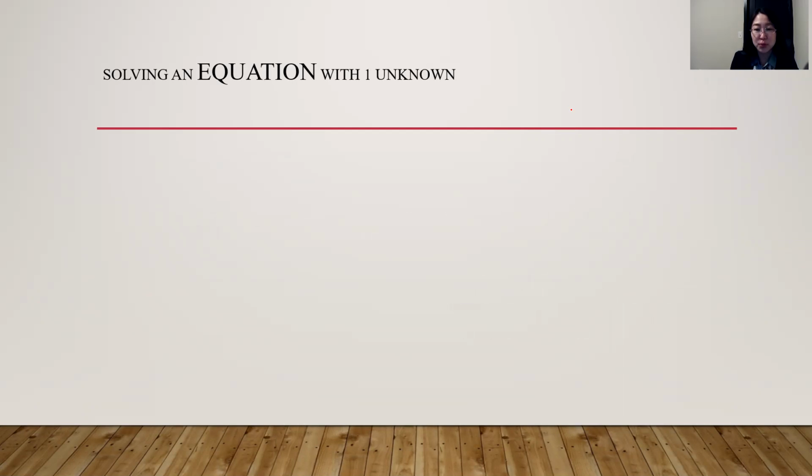I have two principles about equations that I need you to understand. The first principle is that for an equation, if we add a number to both sides of the equation or subtract the number from both sides of the equation, we get another equation and the equal sign holds.